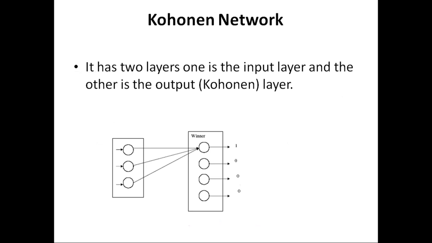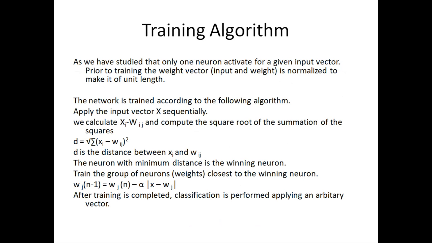Then we go for the Kohonen network. It has two layers, as I told you, the input layer and the other is the output layer, or we call it the Kohonen layer. Then how does the training take place? We have studied that only one neuron activates for a given input vector. Prior to training, the weight vector is normalized to make a unit length. Now the network is trained according to the following algorithm. First, apply input vector x sequentially, one by one. We calculate x minus wij, xi the input and wij the weight. We compute the square root of the summation of the squares, that means (xi minus wij) squared, summed, and finally we find the square root, which we calculate as d. So d is the distance between xi and wij. And the neuron with minimum distance is the winning neuron, because who reaches first is the winner.